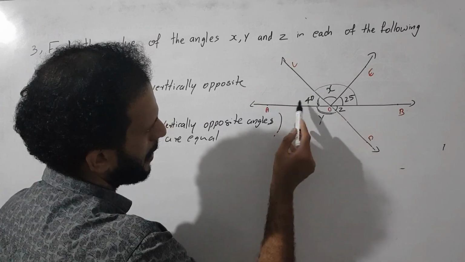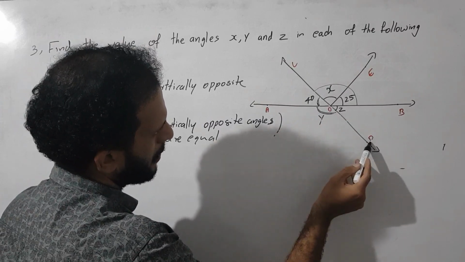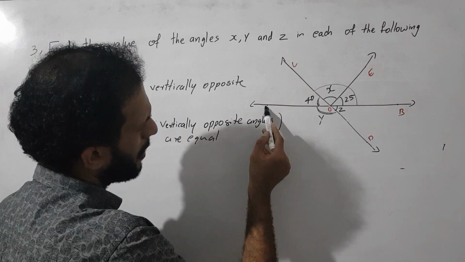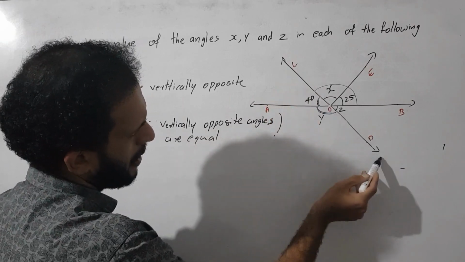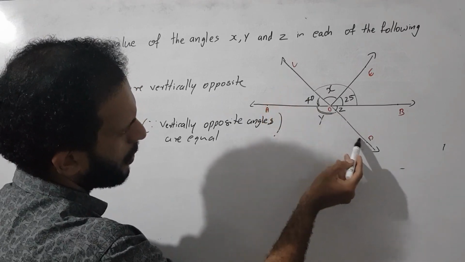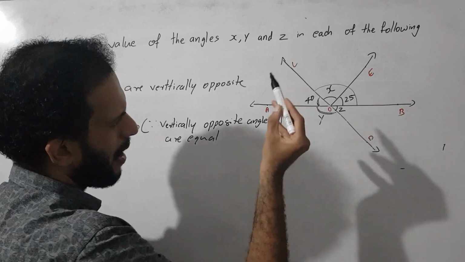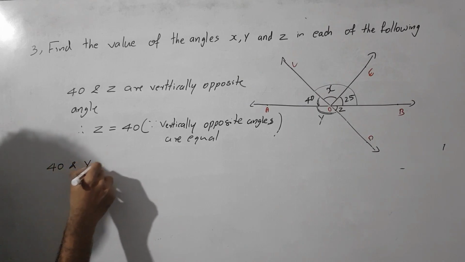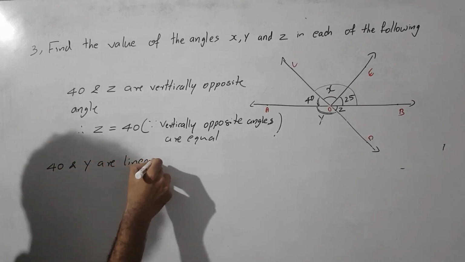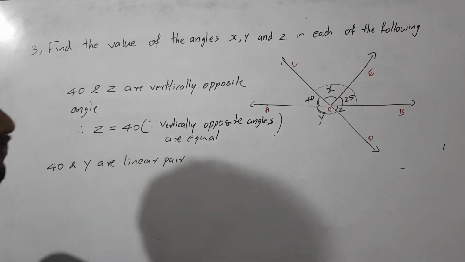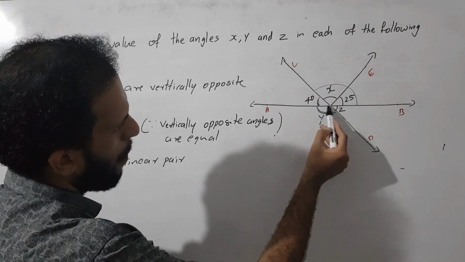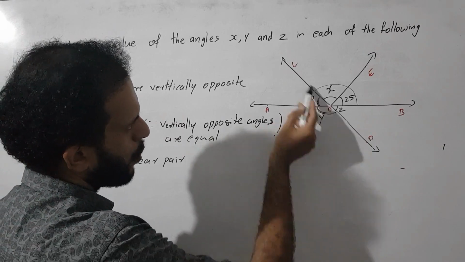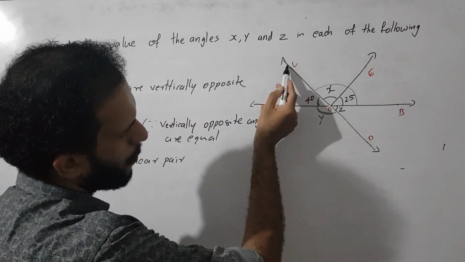In this figure, angle COA is this 40 and angle AOD is this Y. Then 40 and Y have a common arm OA, and the non-common arms are OC and OD. The non-common arms of 40 and Y form a line. So 40 and Y are a linear pair. I think you got the idea why: because 40 and Y have a common arm OA, and the non-common arms OC and OD form a line.